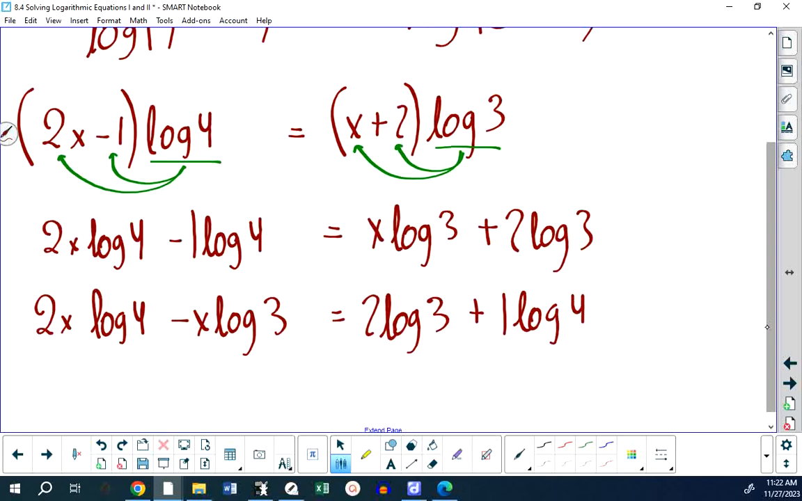There's a lot of stuff floating around in here. X's, numbers, logs, numbers. Just double check everything to make sure it looks okay. 2x log 4 minus x log 3 equals 2 log 3 plus log 4. Looks okay? Okay. So now this is the second stumbling point. You look here and you go, okay, well, oh, right, I remember. I got to expand it out to expose all of the x's as individual terms. But then people get here and they go, well, how do I get x by itself?